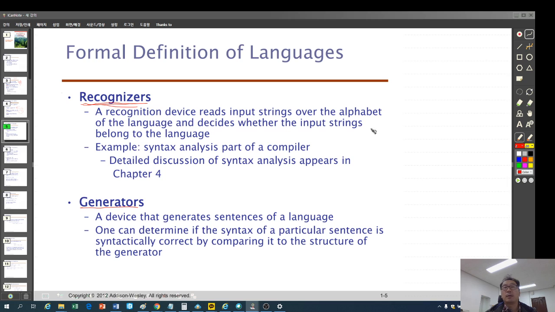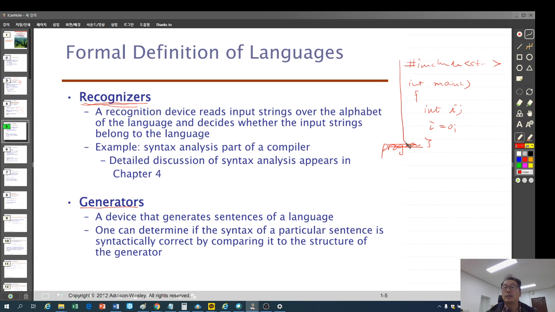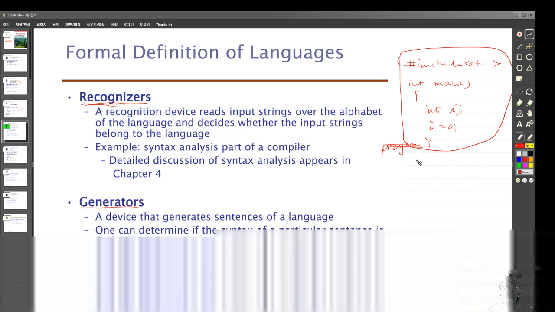So if we have, for example, a C program, you know what a C program is? Sharp include stdio.h and int main and maybe int i, maybe i equals 0. So this is a very simple C program, and we know this is a C program. But how do we know?